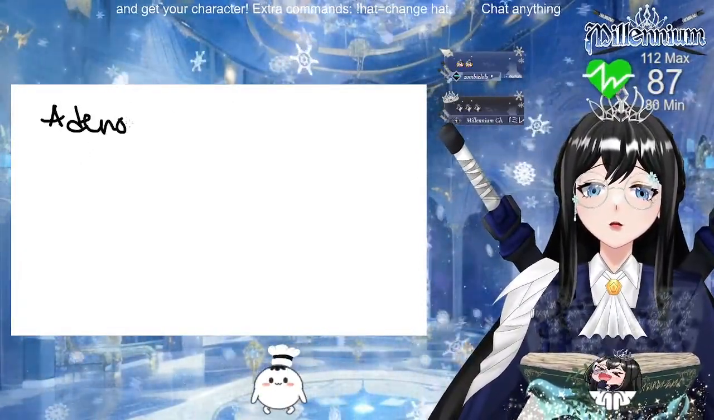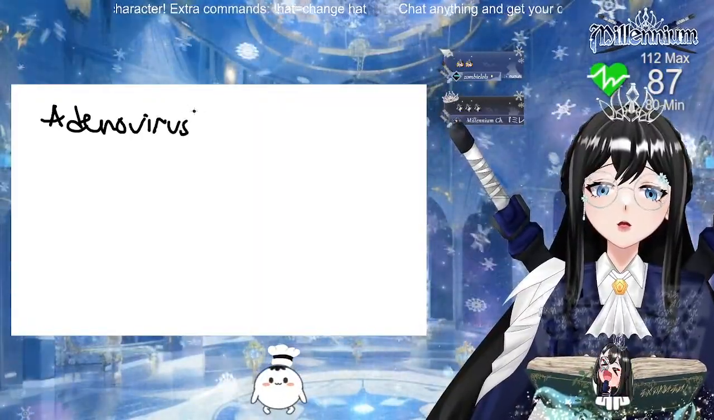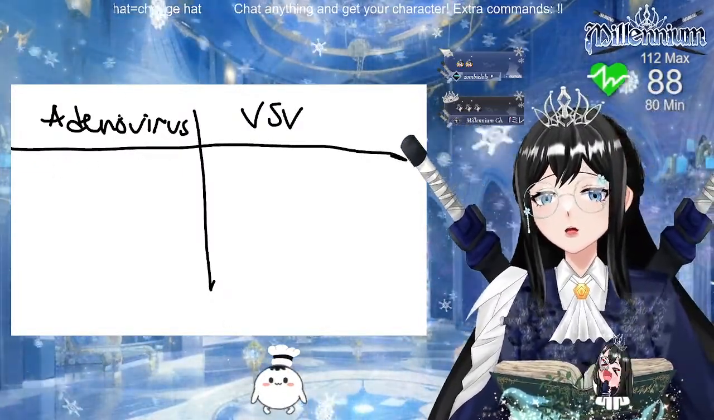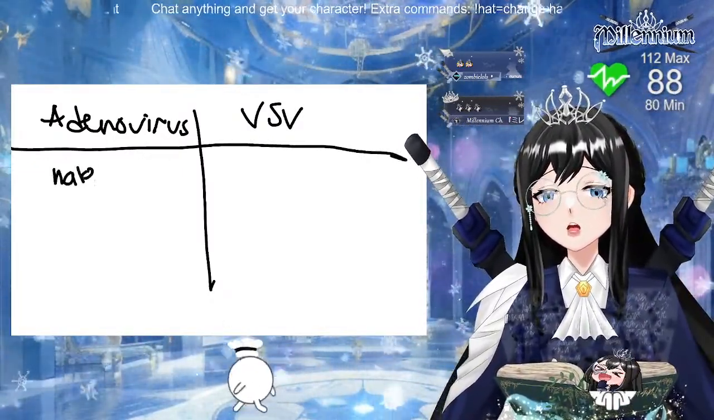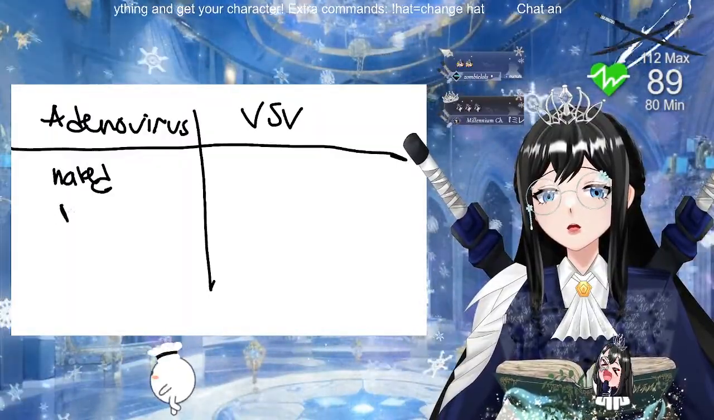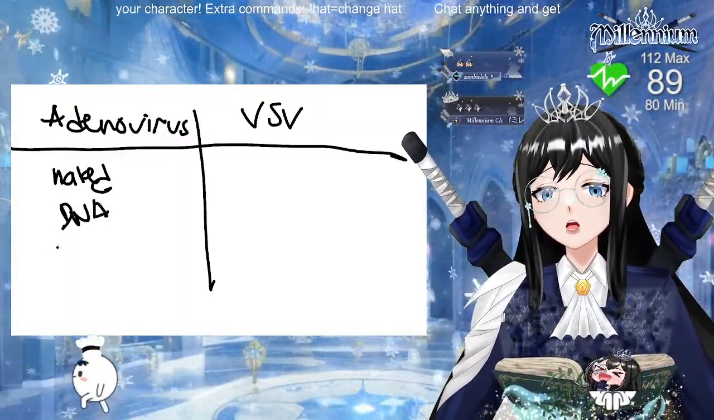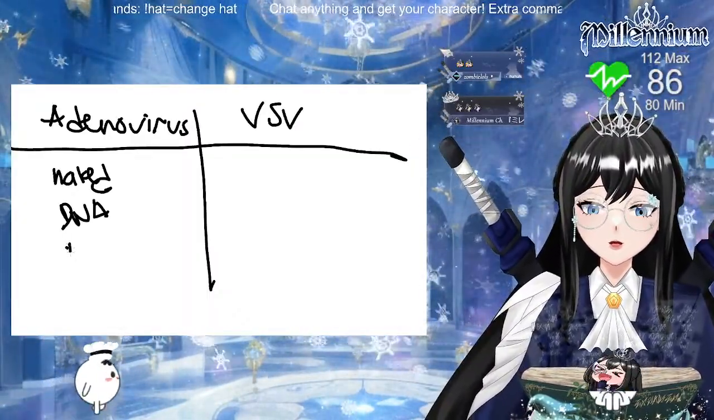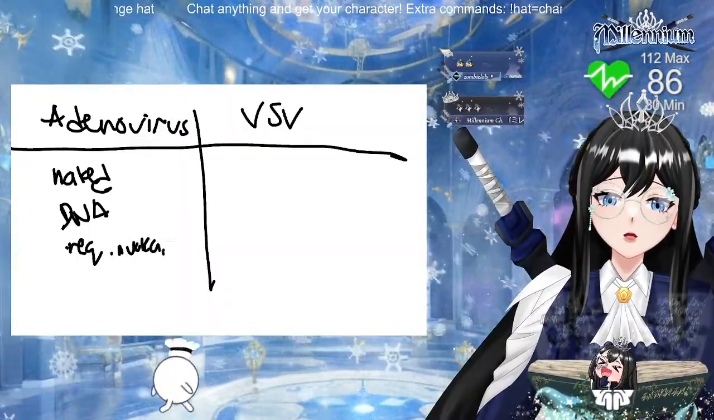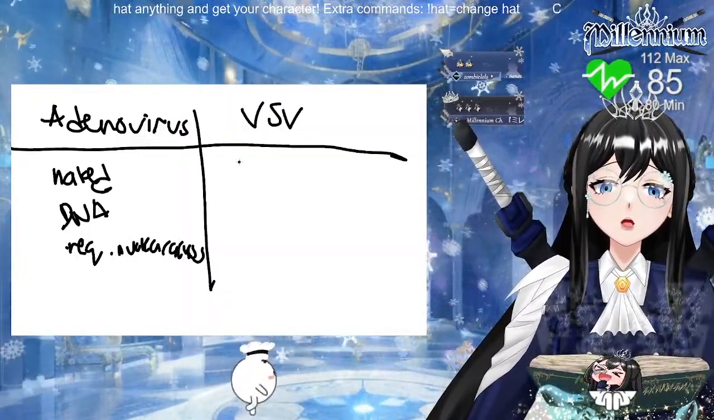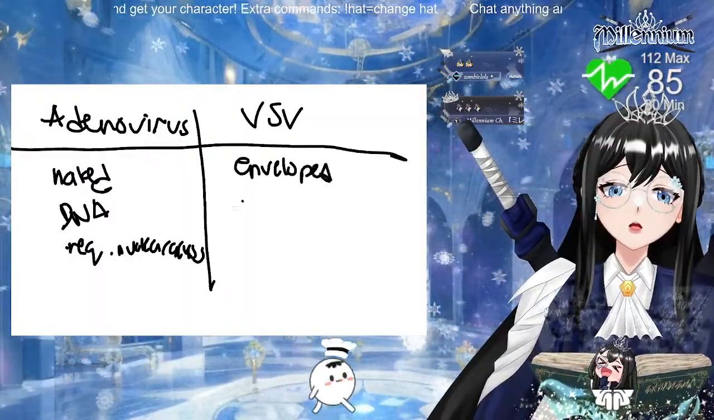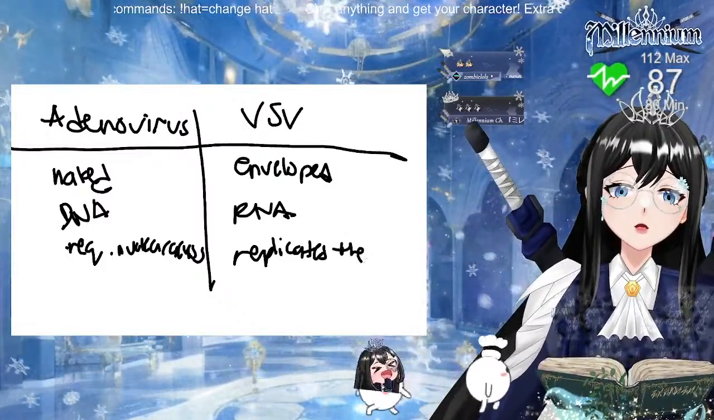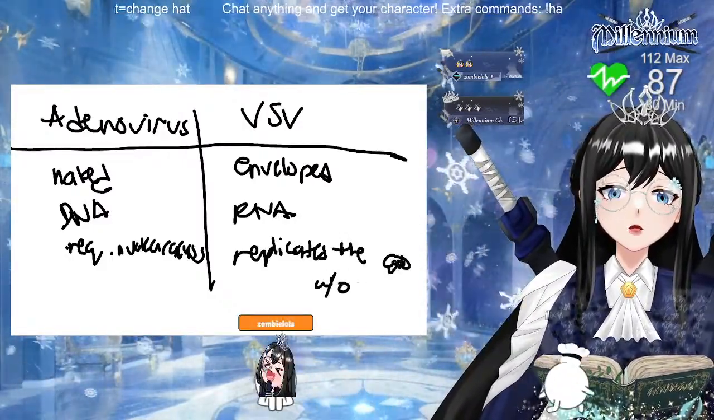Again, let's write the difference. Adenovirus versus VSV. Adenovirus is not enveloped. It has a DNA genome, and does it need nuclear access? Yes, it requires nuclear access. Meanwhile, VSV is enveloped. It's RNA and replicates in the cytoplasm without entering the nucleus.